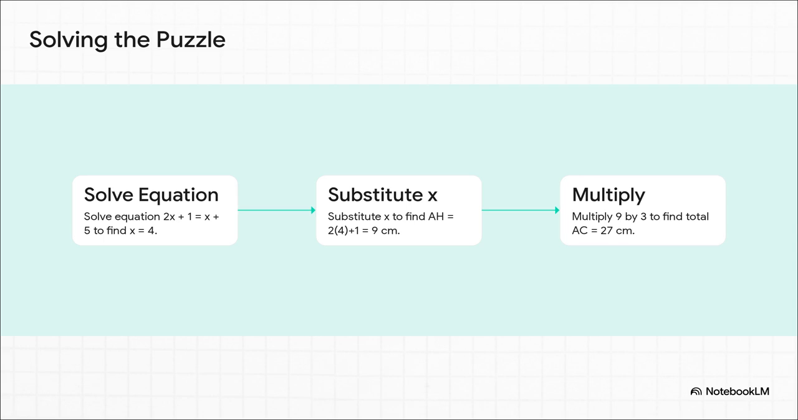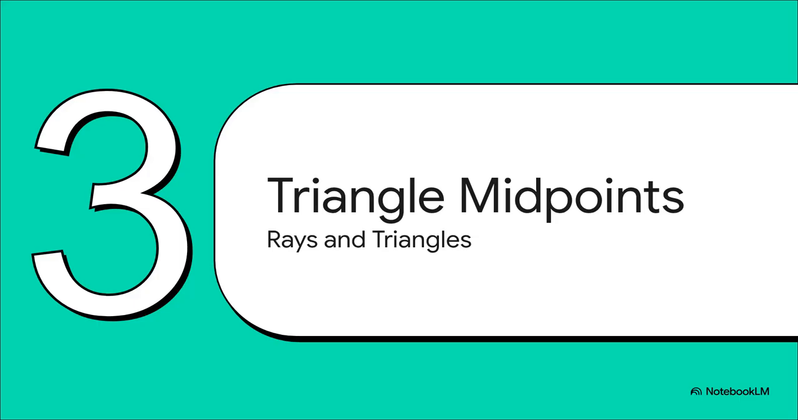And since we already know all three segments on that transversal are identical, the entire line AC is just 3 times that 9-centimeter segment. That lands us at a total length of 27 centimeters. All right, on to Section 3, rays and triangle midpoints.